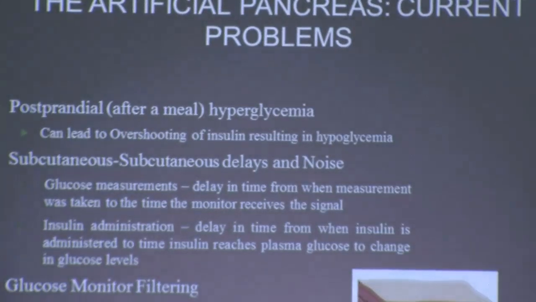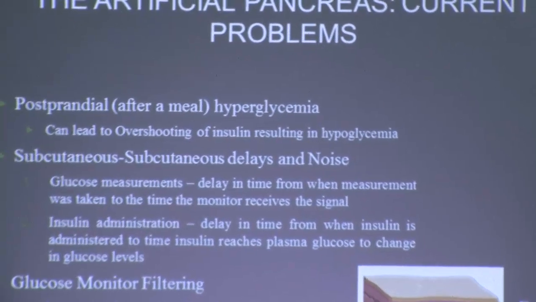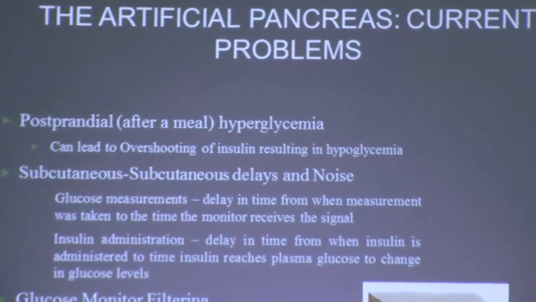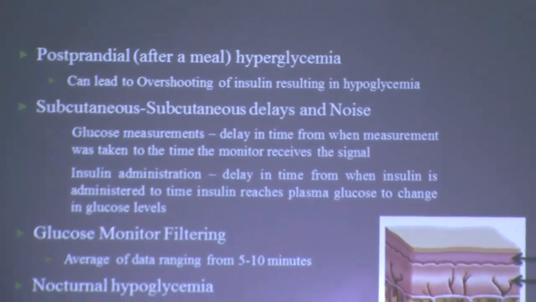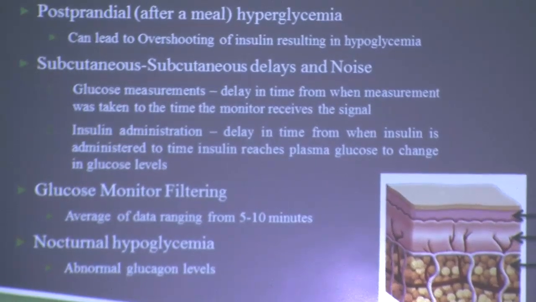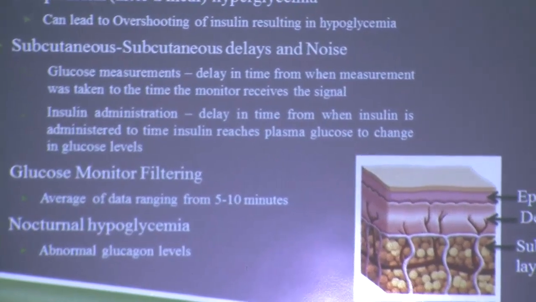However, there are many problems that occur with the artificial pancreas. The first is postprandial hyperglycemia, which we spoke about before. The second is subcutaneous to subcutaneous delays and noise. So the continuous glucose monitor and the insulin pump were subcutaneously implanted. And the subcutaneous layer lies just below the dermis. That's a fatty layer.